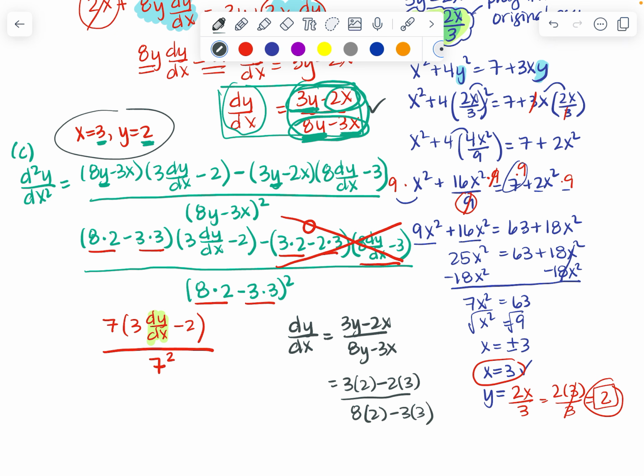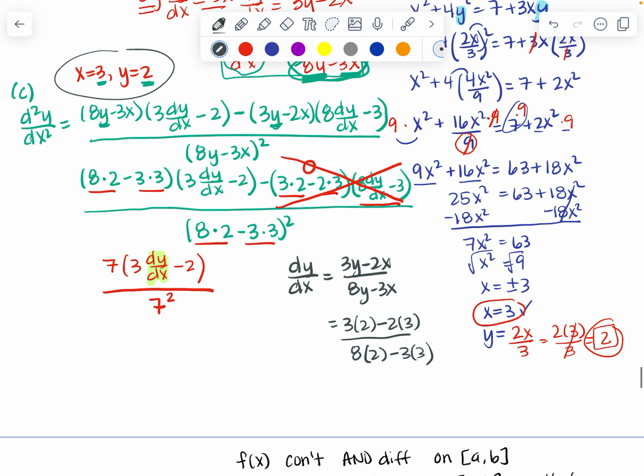You guys, magic happening again. What is 6 minus 6? It's 0. 0 over anything is 0. That means this guy is a big fat 0. So let's see what we get now. This is 7 times 3 times 0 is 0. 0 minus 2 is negative 2. All over 7 squared, which is 49.